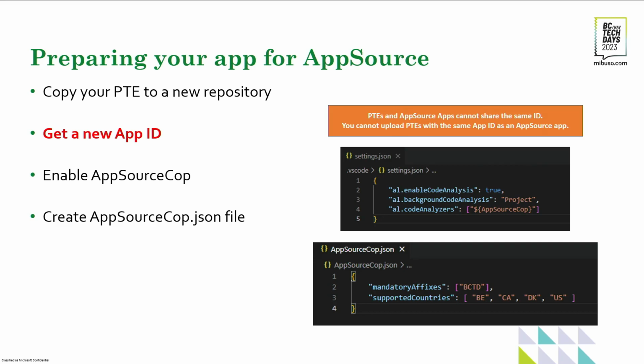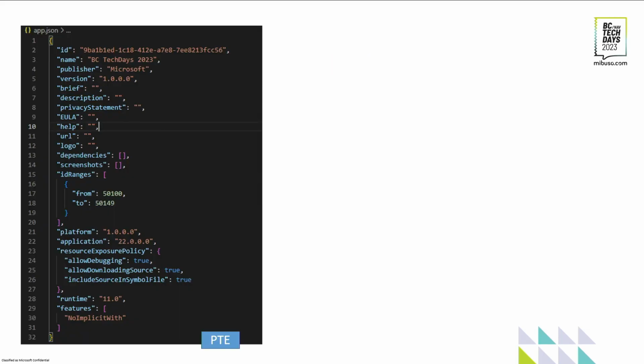For instance, the field on mandatory affixes. This is where you'll specify the affix that was registered for your publisher name. And you can also specify the list of supported countries so that AppSource scope can also verify that you have translations for all the languages supported in Business Central for those countries. And once you've done this, you'll have to start fixing diagnostics.